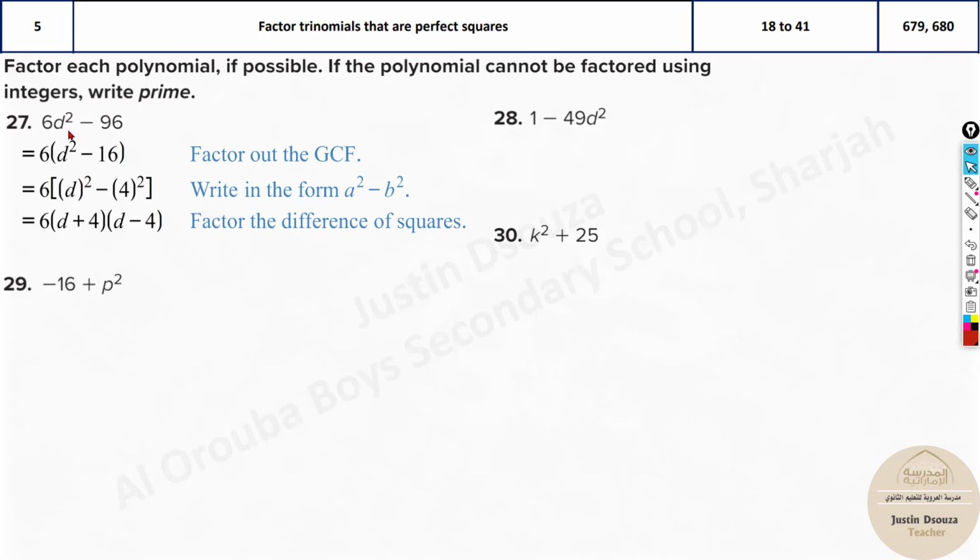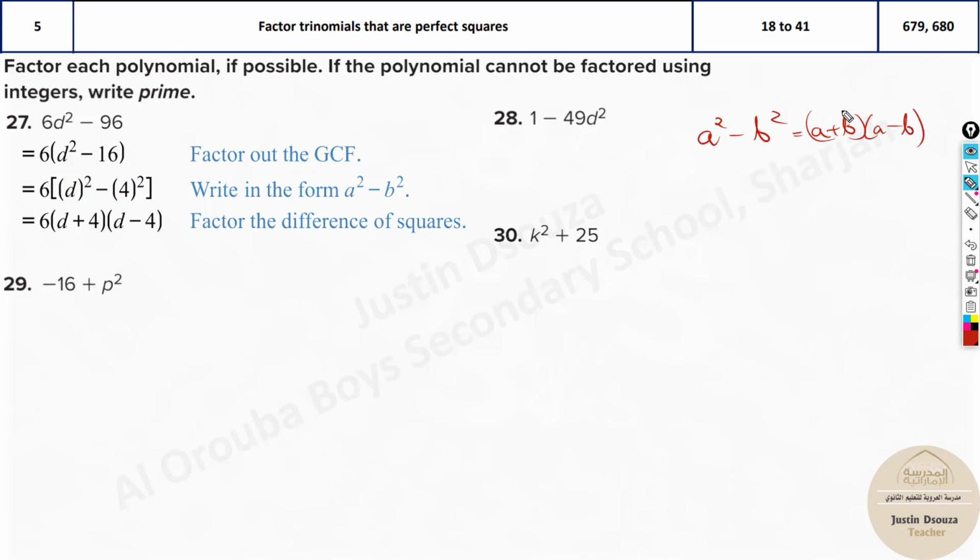This is again straightforward. Factor them out by the distributive property, or just remove this common term out. And over here you can see they have done something else. They have used this particular formula, the difference of squares. What does that mean? It means a squared minus b squared equals a plus b times a minus b.